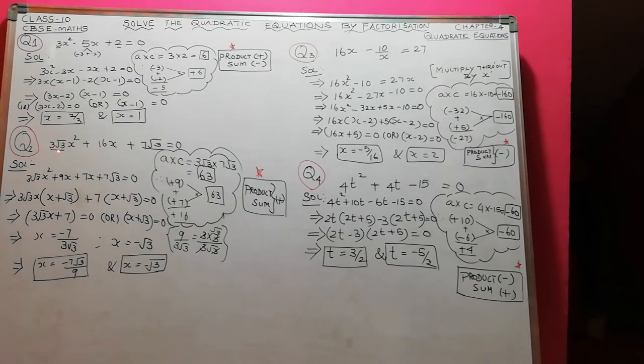Okay. The second type: 3 root 3 x squared plus 16x plus 7 root 3 equal to 0. See, here a into c: a is 3 root 3, c is 7 root 3. When you find the product, you get 63, that is positive. And the middle term is plus 16, that is the sum of the factors, which is also positive. So product and sum both are positive, so both the factors are positive only. So when you split the middle term 16, plus 9 plus 7, when you add up, gives you plus 16. When you multiply, you get 63.